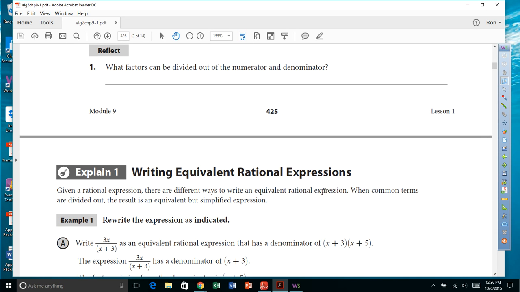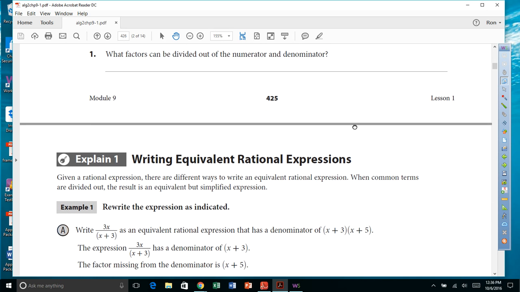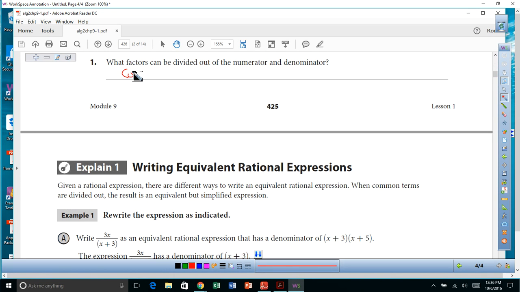What factors can be divided out of the numerator and denominators? The only ones that can be divided out are common factors. If you have the same thing in the denominator that you have in the numerator, those will cancel out.